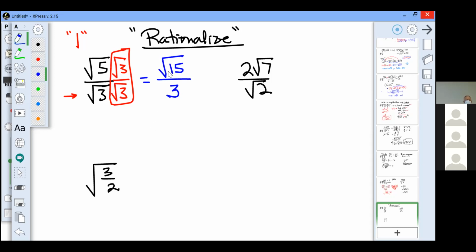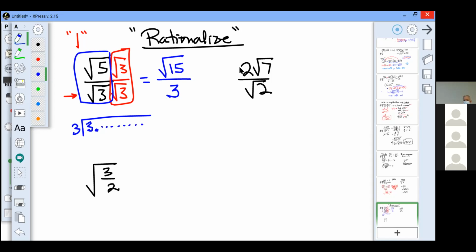So if I had to turn this into a decimal value, 3 going into the square root of 15, 3 point bunch of icky decimals, that I can do. I can't do that. It's impossible, without a calculator.